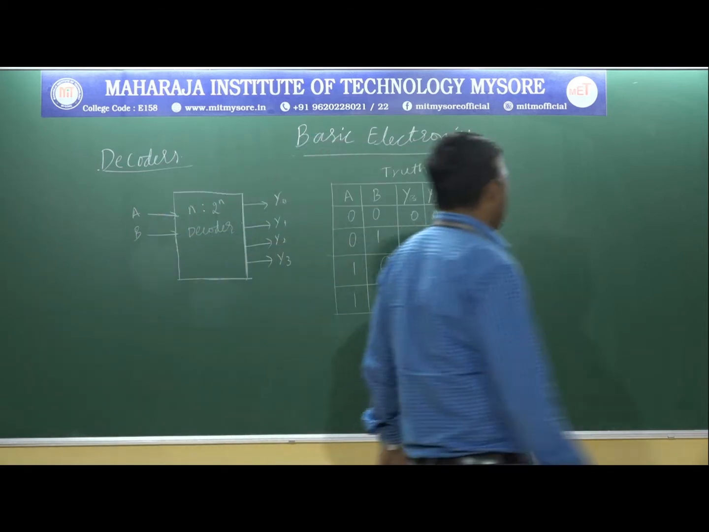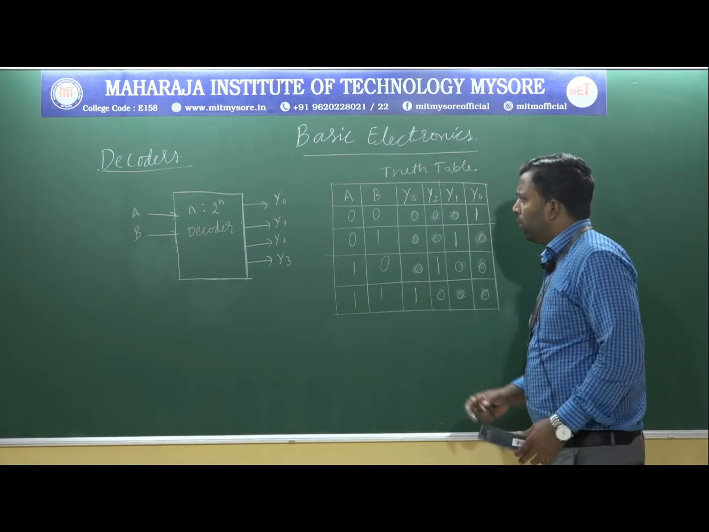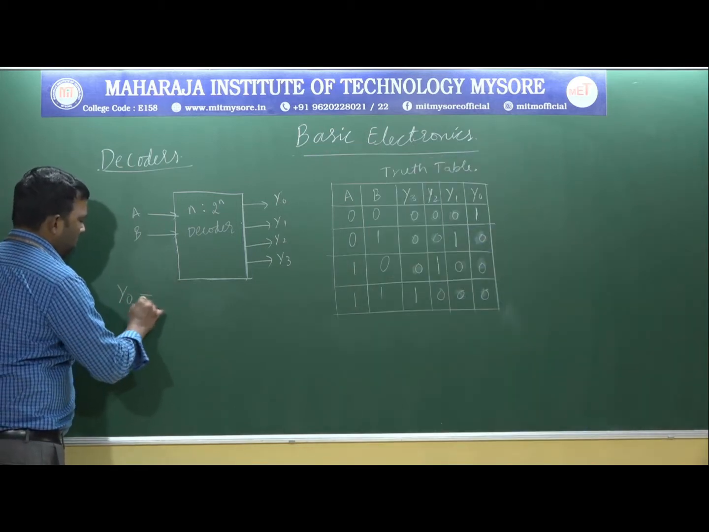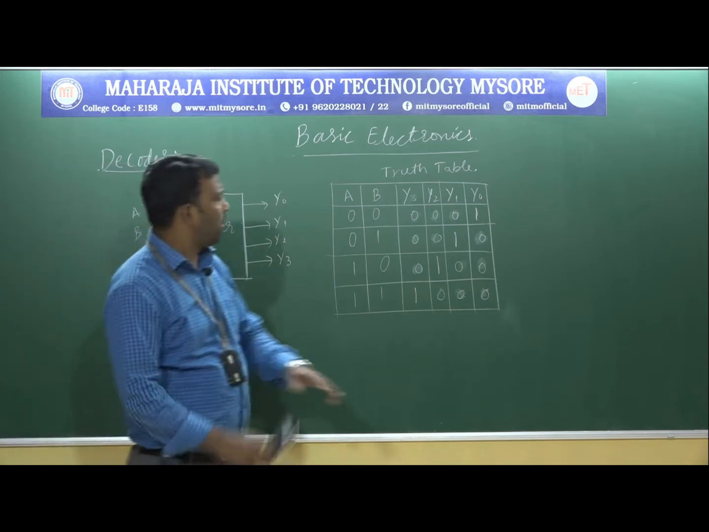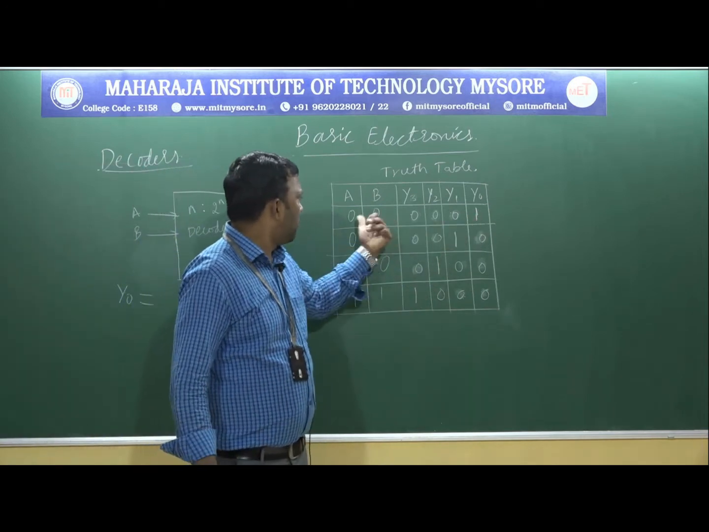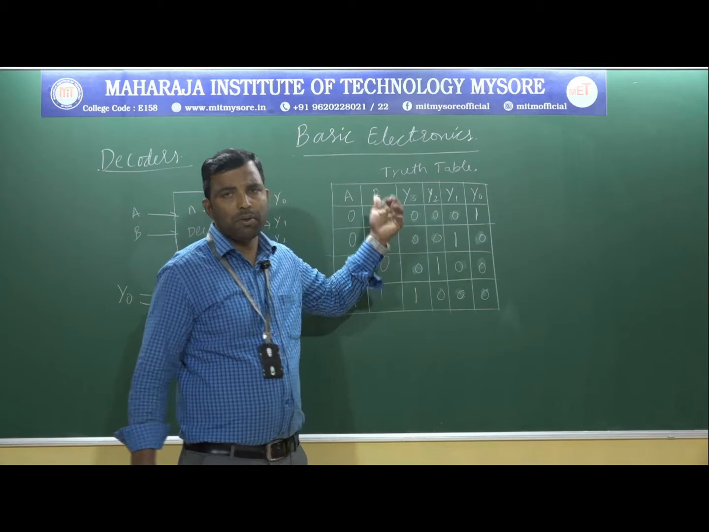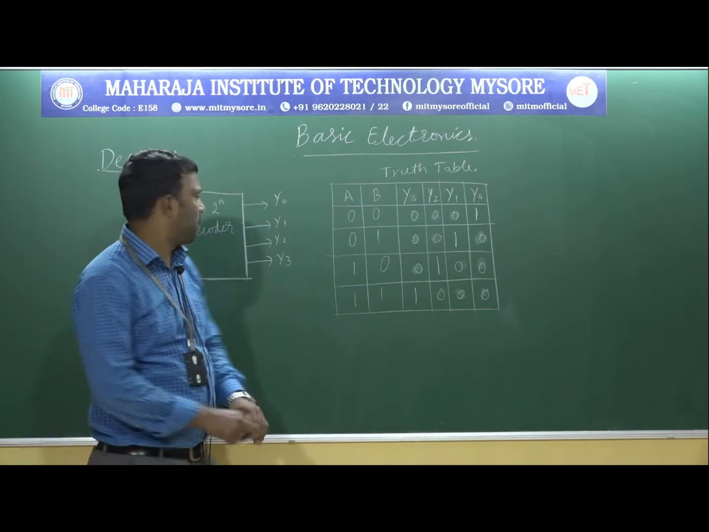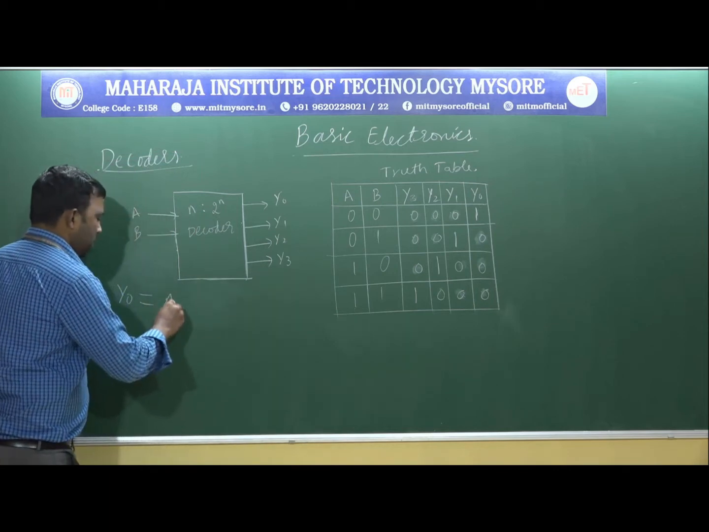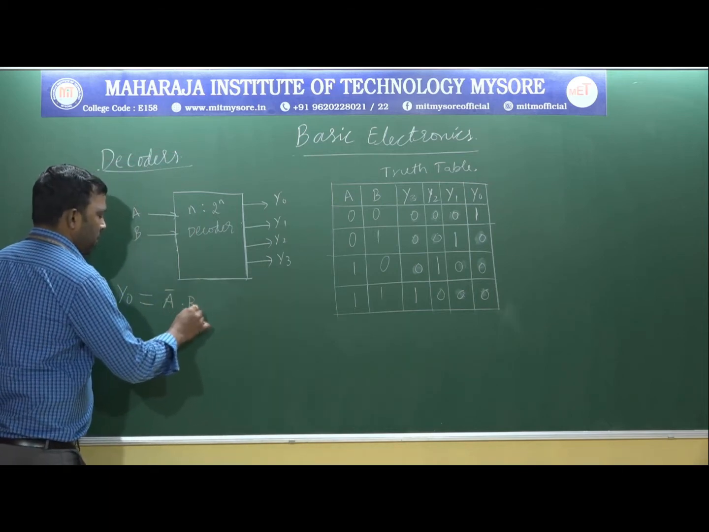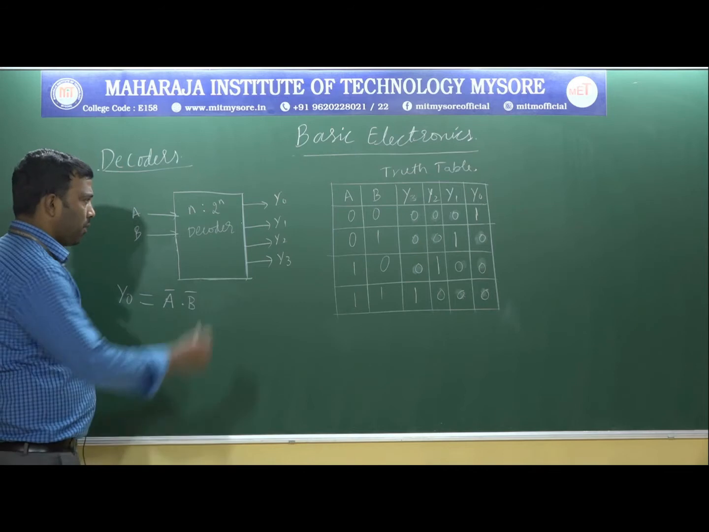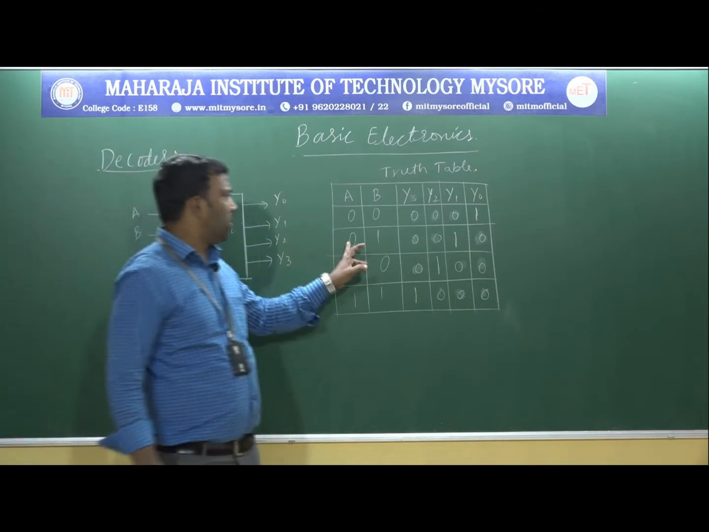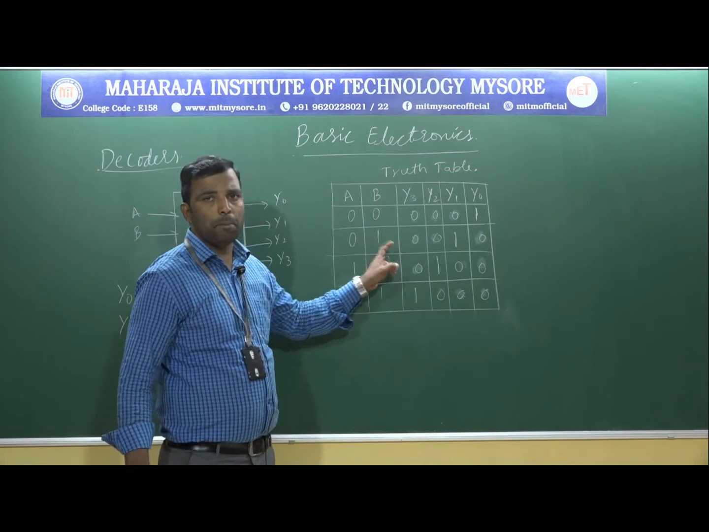We can go for an expression of the decoder. Y0 is obtained when A and B are 0 0. That means we are considering the 0 state as a bar, the complement term. Therefore Y0 is A bar B bar. Next, Y1 is what? A is 0, B is 1, that is A bar B.